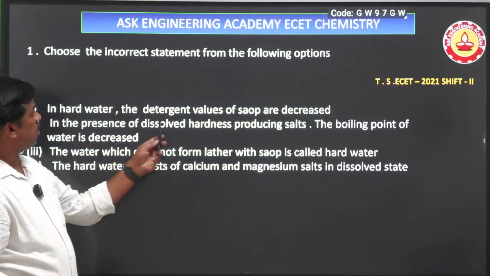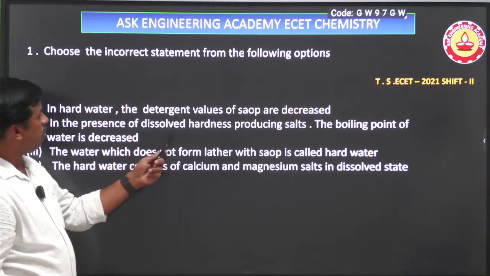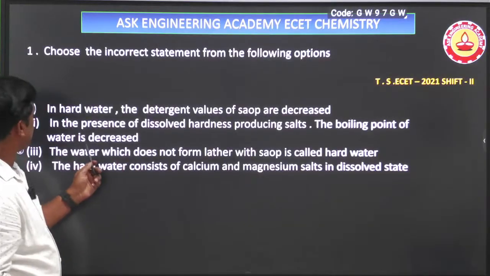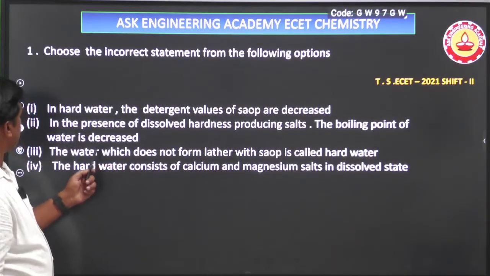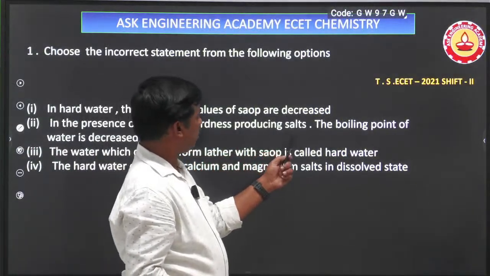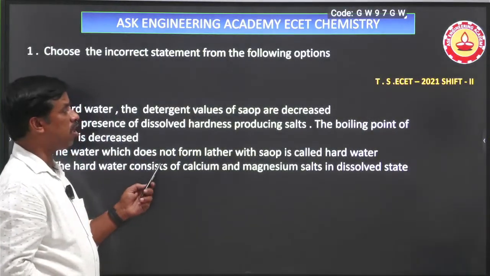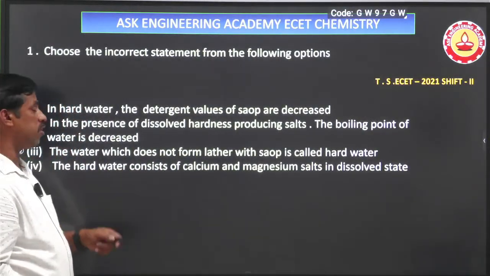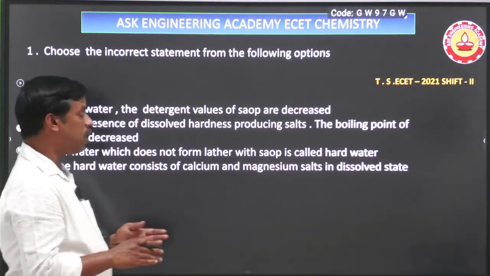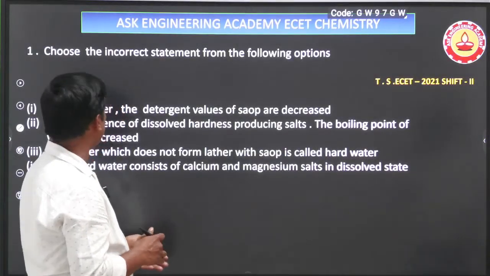In hot water, the detergent values of soap are decreased. In the presence of dissolved hardness producing salts, the boiling point of water is decreased. That is the wrong option. Whenever hardness salts are dissolved in the water, the boiling point is going to increase. It takes extra time to boil. That is the right option.